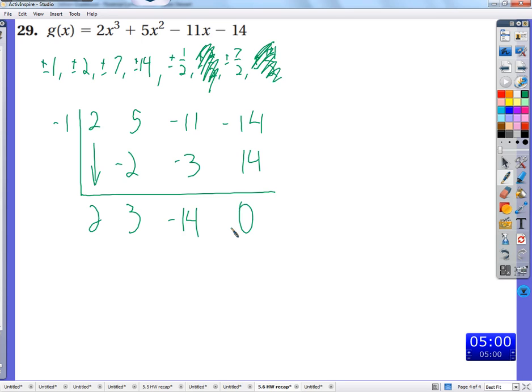Do you want me to go up? Yeah, just show us how to finish it up. Just how to write it down? Just finish the problem and find the other two zeros. I'm going to start having people come up to the board for double points.